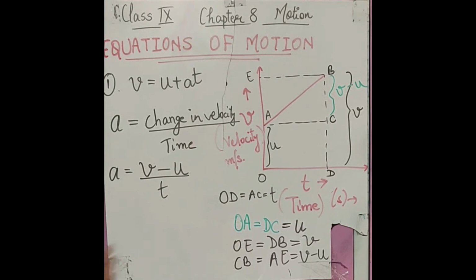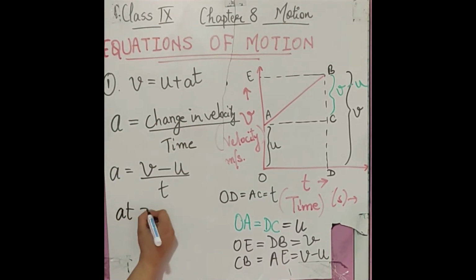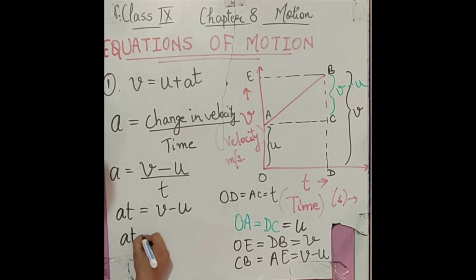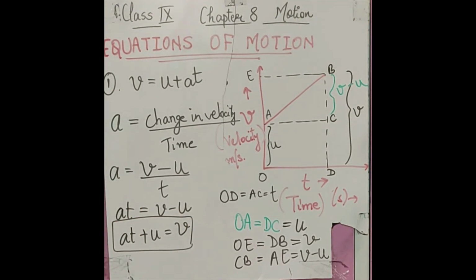So we can do shifting over here. AT is equal to V minus U, and U can be brought here. So V is equal to U plus AT. So this is the first equation.